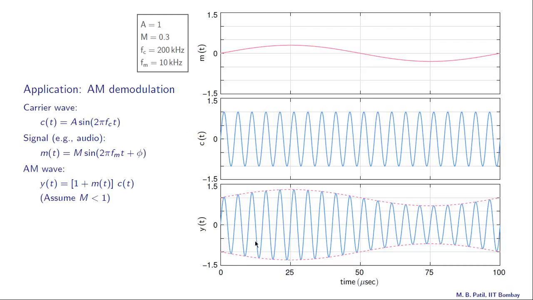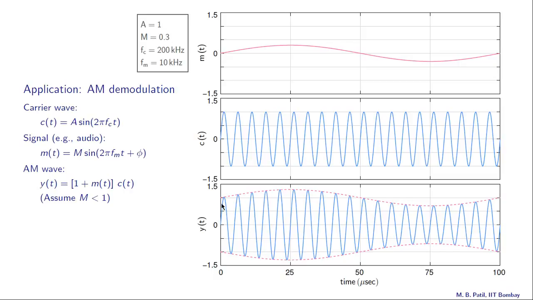and what do we notice? We notice that the frequency is the same as the carrier signal, but its amplitude goes on changing, and that dashed line shows the amplitude of this y of t, and that is of course because we have this 1 plus m of t here as a prefactor in y of t.